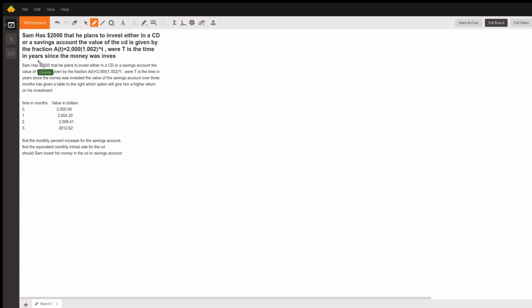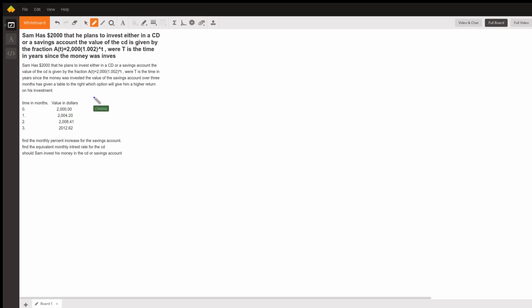So the question is about Sam, who has $2,000 he's investing. He has either a CD or a savings account. The CD is given by a function, and this is the function on which we are going to calculate the interest for the CD. T is time in years, and that's something to keep note of because the savings account is given by this table right here, but it's based on months.